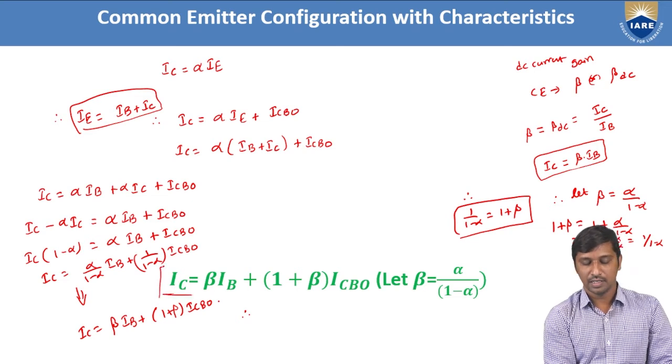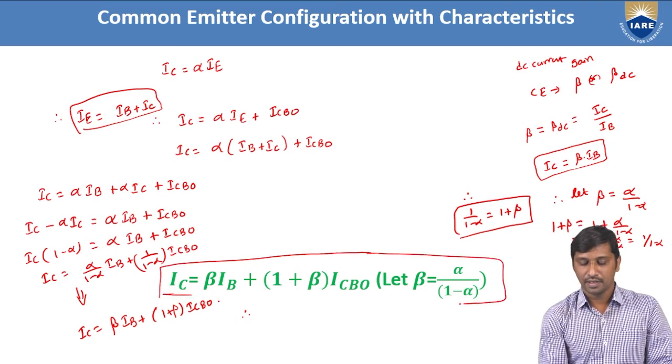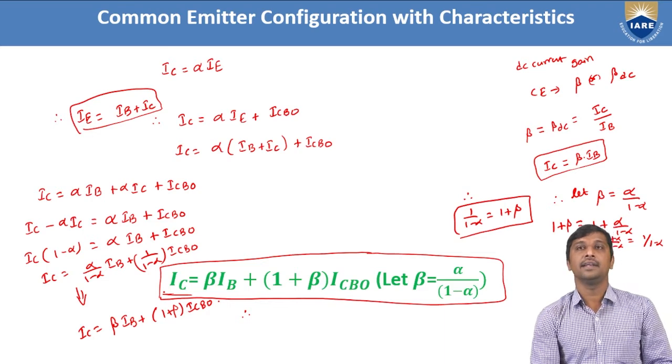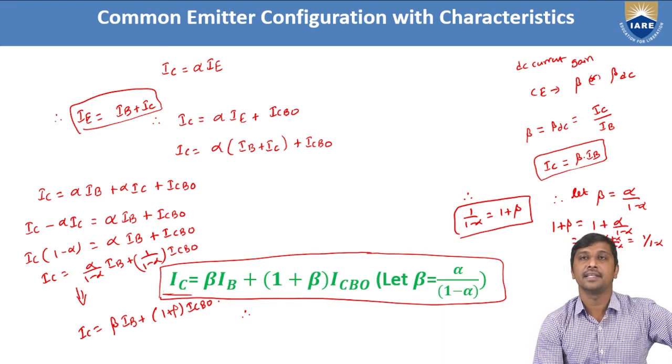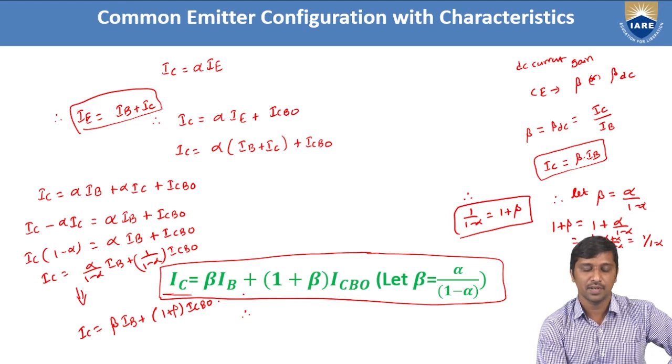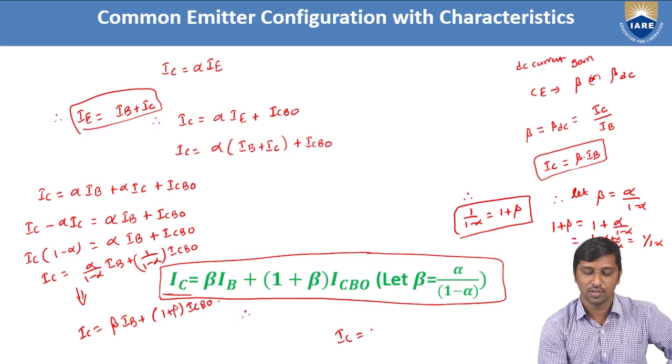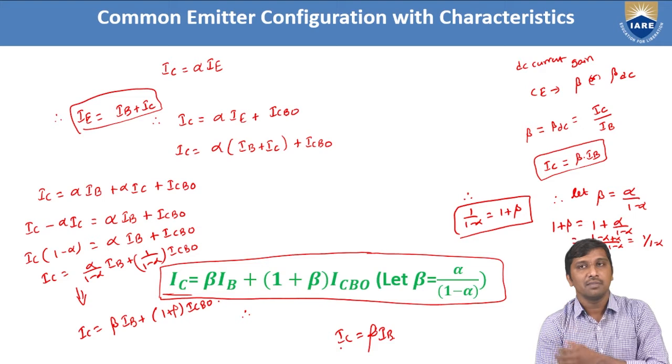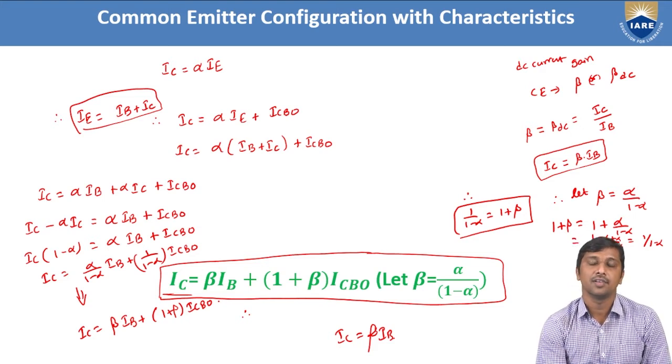So this is the collector current expression in terms of your DC current gain as well as your input current. Hence, here the collector current is represented as beta times IB plus (1 plus beta) times ICBO. If you neglect the reverse saturation current, which is very small, then IC is approximately equal to beta times IB. But here, what is the beta? Beta is always a larger value.